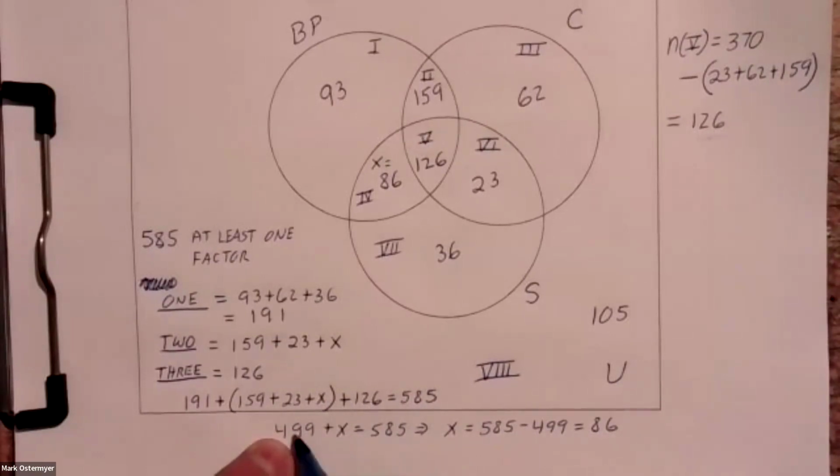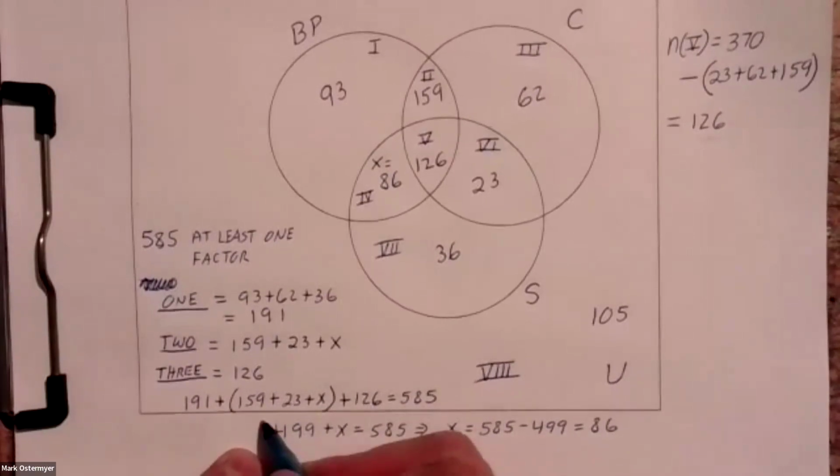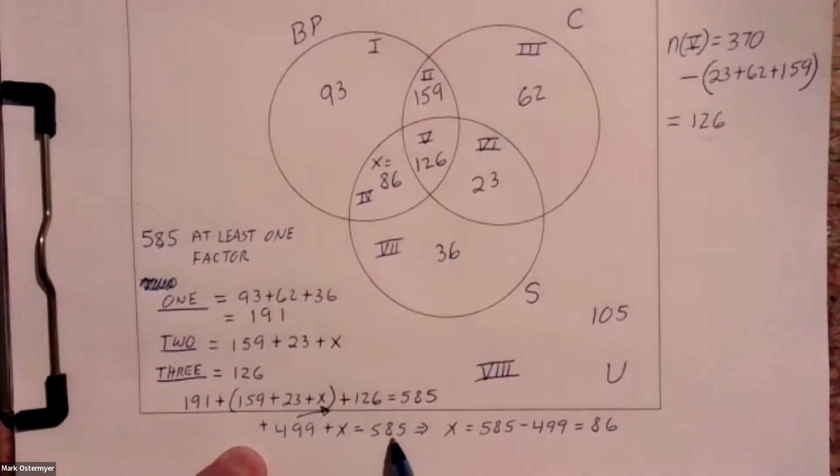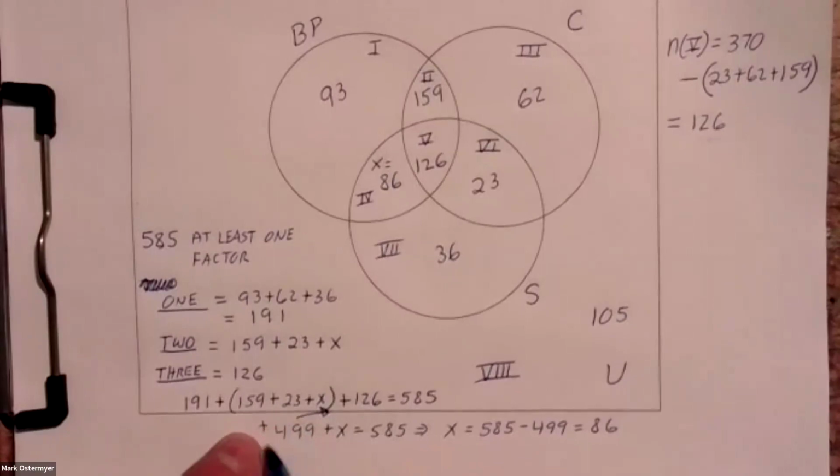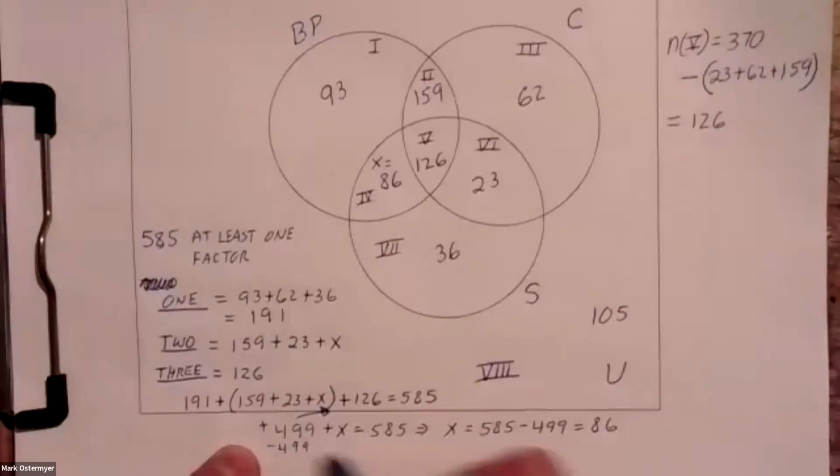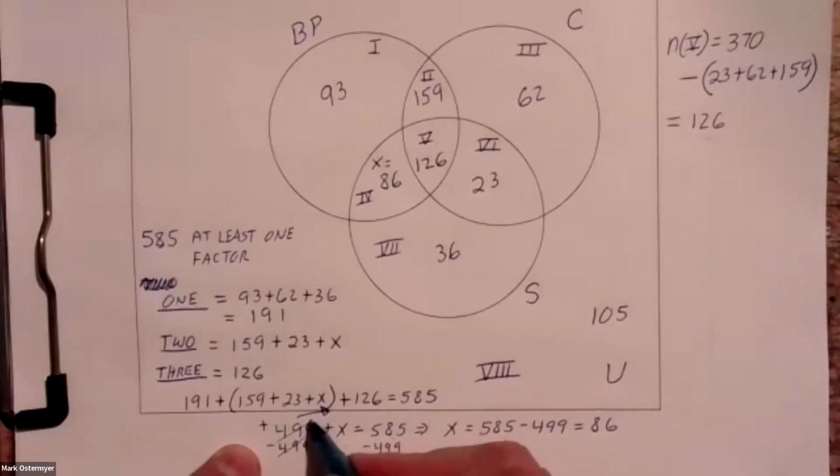Then how do we solve for X? This is a very basic algebraic equation. To get X by itself, you have to take this 499 over to the right side of the equation. How do you get rid of a plus? What's the inverse of addition? You subtract it. I subtracted off 499 from both sides of my equation, and by doing this, the 499s cancel on the left, leaving you with X all by itself. That's what I want. I want to solve for X. So what's 585 minus 499?